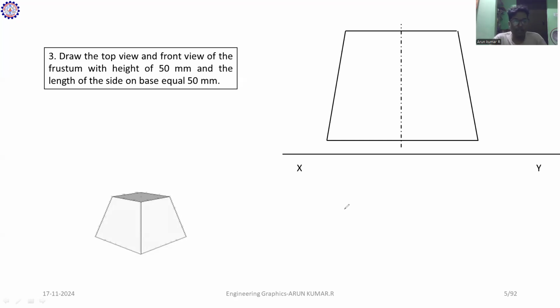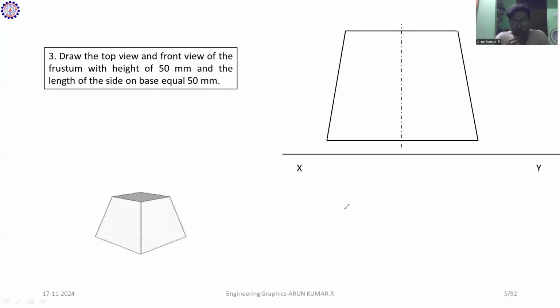We have to project the top view and the front view of the frustum with a height of 50 mm and a base length of 50 mm. So the length is given and the height of the frustum is given. The length of the side of the base is 50 mm. So these are my conditions.